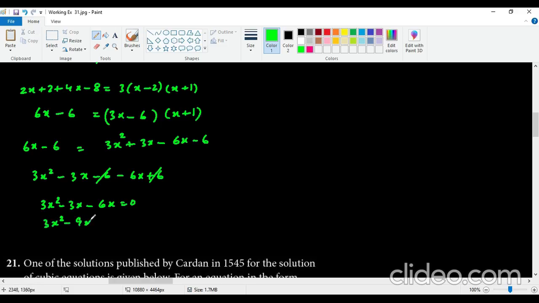So from here we can see that 3x is common in both of them. So we get x minus 3 equals 0. That means 3x equals 0 and x minus 3 also equal to 0. So x will be equal to first 0 and x equals 3.